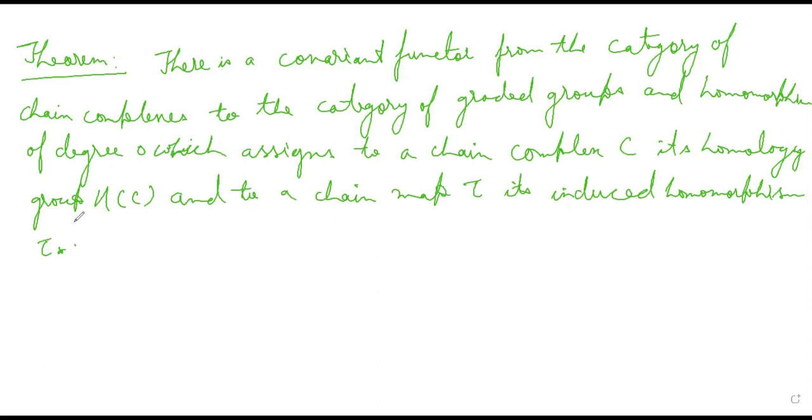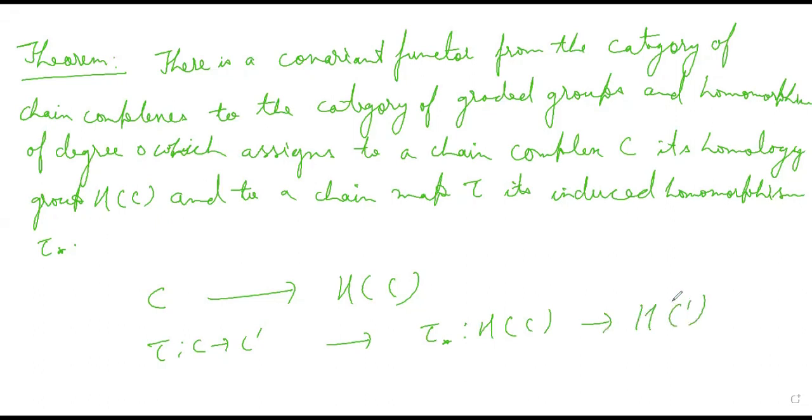So this we have seen already. Already we have seen that if we take the chain complex, then we get its homology group, right? And if we take a chain map, then we get an induced homomorphism. And one can easily verify that all the properties for this assignment to be a covariant functor will be satisfied.